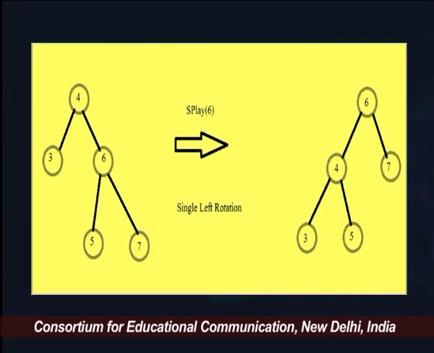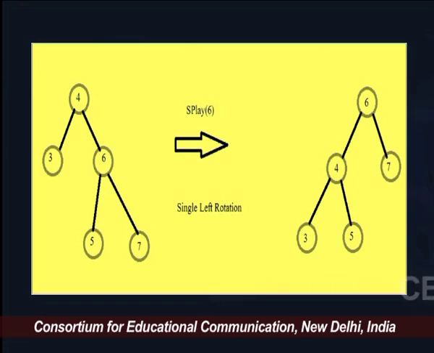So we have that tree which is having 4 as the root and 6 as its right child. And if we want to perform this rotation on the node having element 6, here we call that rotation as splay. So this splay 6, when we perform on this tree which is given on the left side, is nothing but a single left rotation. So 6 is going to be the new root node of the tree, because now a left rotation is being performed.